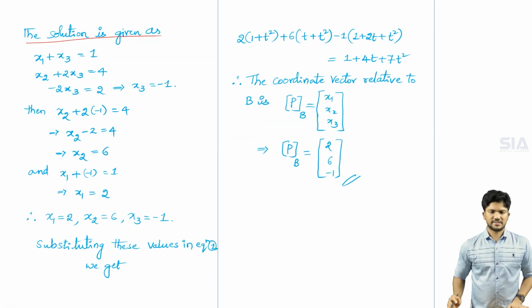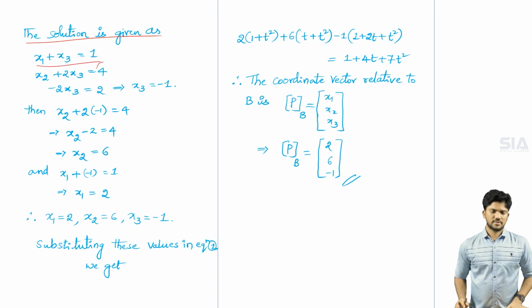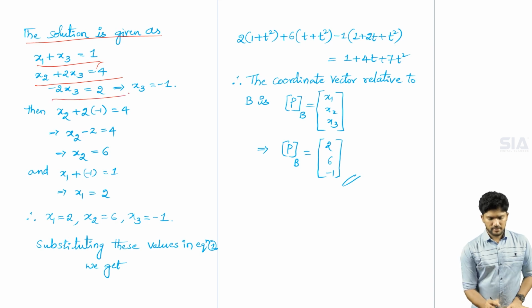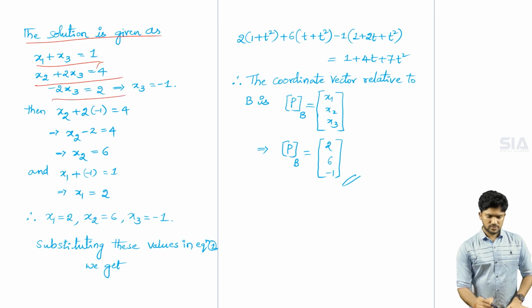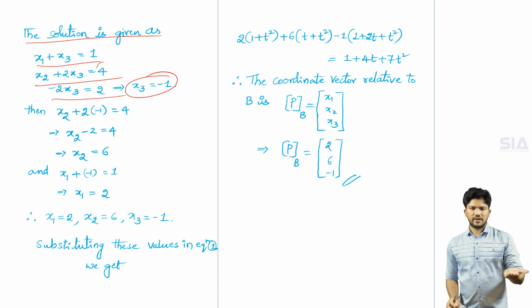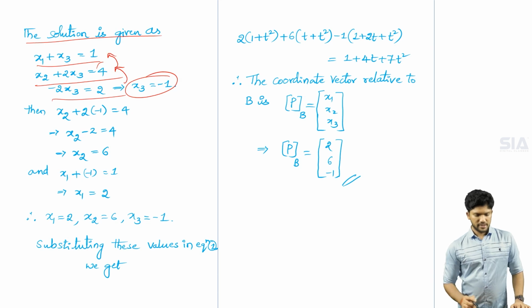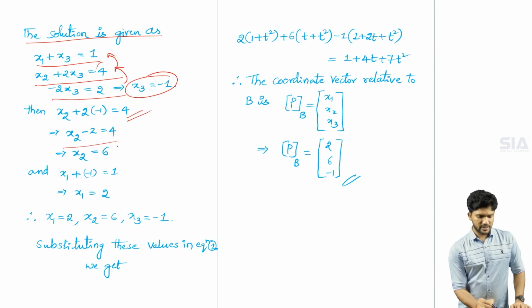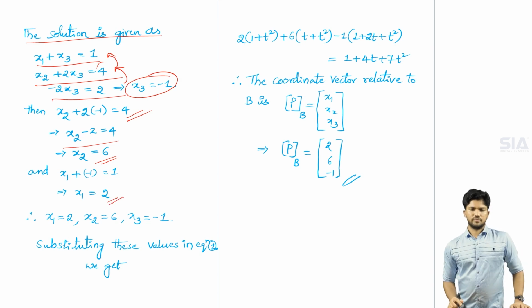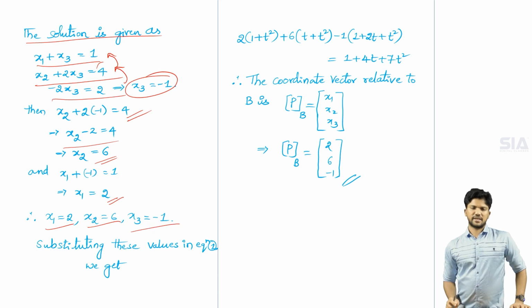Next, the solution is given as x1 plus x3 equal to 1, x2 plus 2x3 equal to 4, minus 2x3 equal to 2. From the calculation you can write x3 equal to minus 1. Whenever you get x3 equal to minus 1, substitute the value by backward substitution. Then you will get x2 equal to 6, and after that x1 is equal to 2. So we got x1 equal to 2, x2 equal to 6, x3 equal to minus 1.